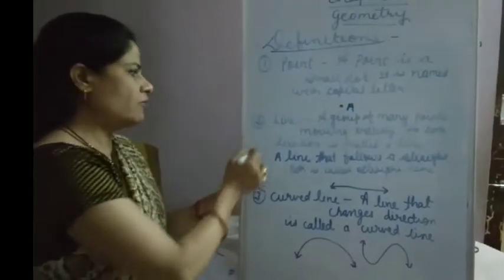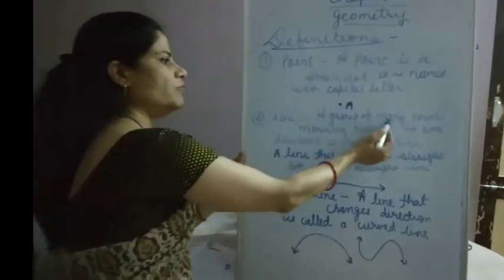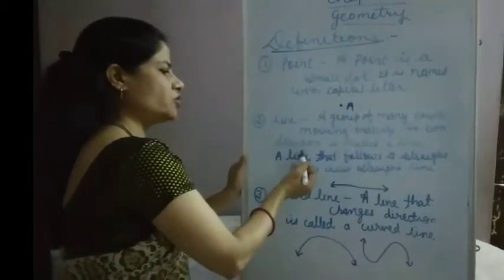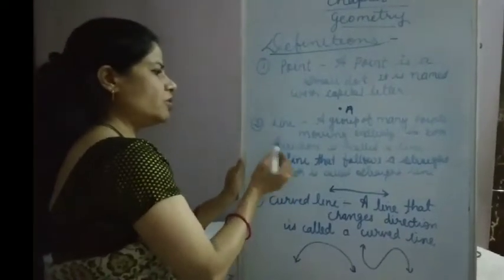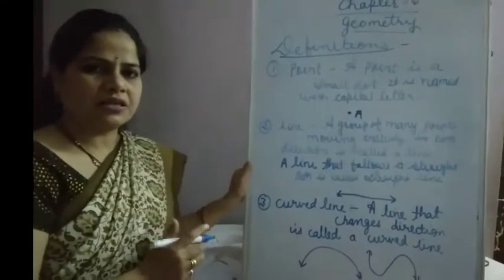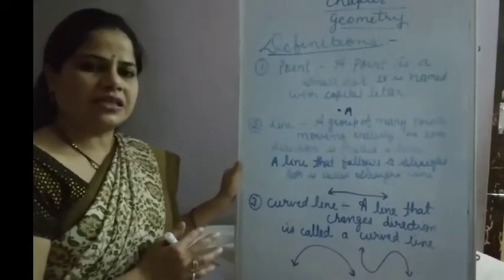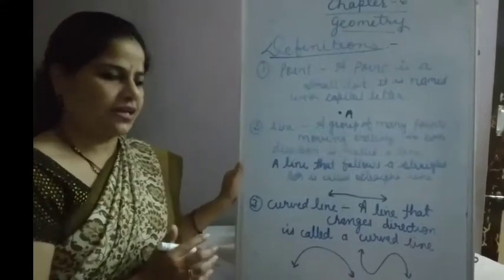Now the second definition is line. A group of many points moving endlessly in both directions is called a line. What is a line? A line is a group of points moving endlessly in both directions. That is called a line.